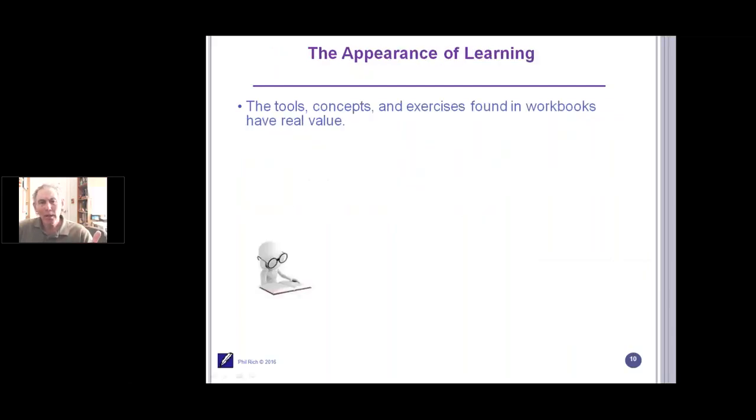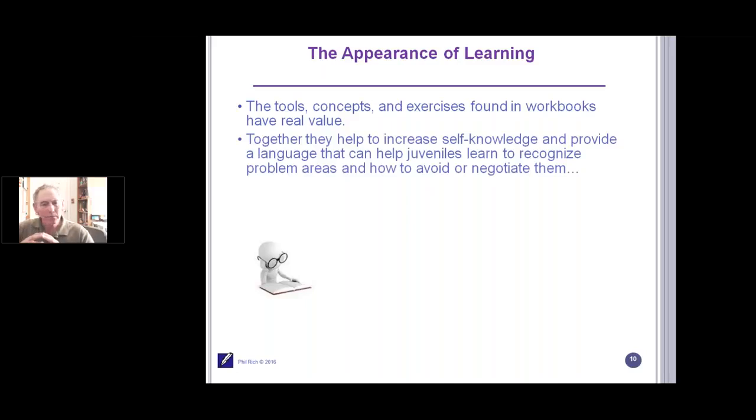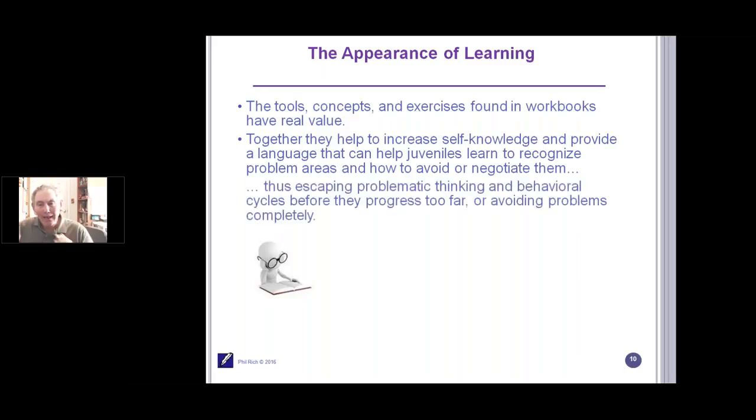This idea is important because even though these ideas that we're teaching, these written exercises, have a lot of value, we hope, that's the whole point, they help to, as I said earlier, build self-reflection skills, build self-knowledge, provide information and, importantly, give kids a language that they can learn to help recognize their own problem areas, how to avoid those problem areas, how to work their way through them, things like seemingly unimportant decisions or high-risk factors or dangerous situations, and can help them to avoid problematic thinking, to recognize problematic behavioral cycles before they begin or before they progress too far, or, as it says here, avoiding problems completely.